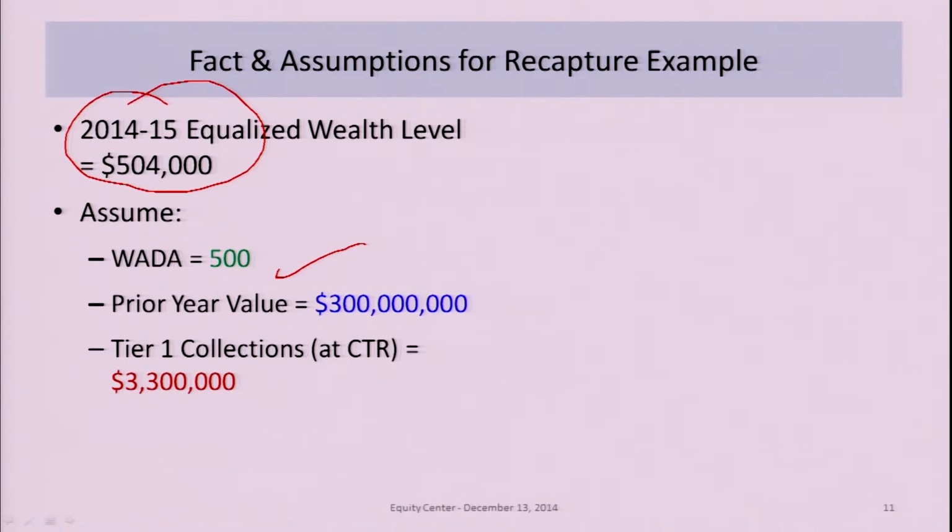So let's do an example. We're going to use the 2014-15 equalized wealth level, and for our calculation, we're going to assume a WADA of 500. We want to keep these numbers small for simplicity's sake. Let's say a prior year value of 300 million. Because values were going up, let's say current year values were higher, and so at your compressed tax rate, you collected $3.3 million. So that's going to be our assumptions for these calculations.